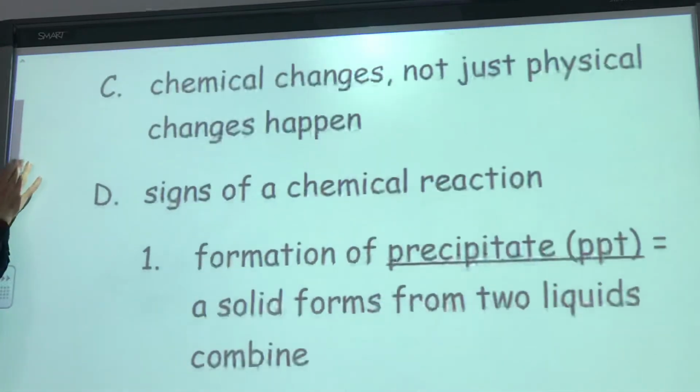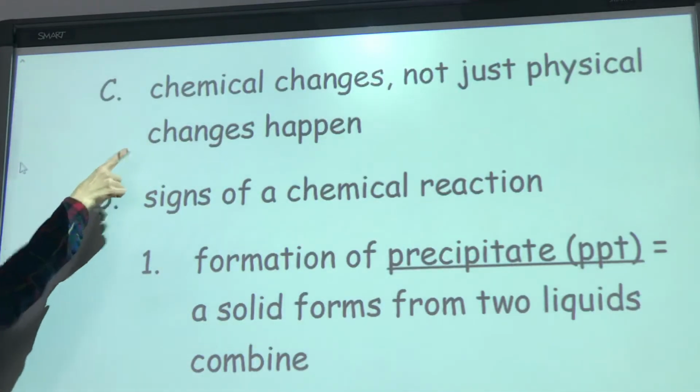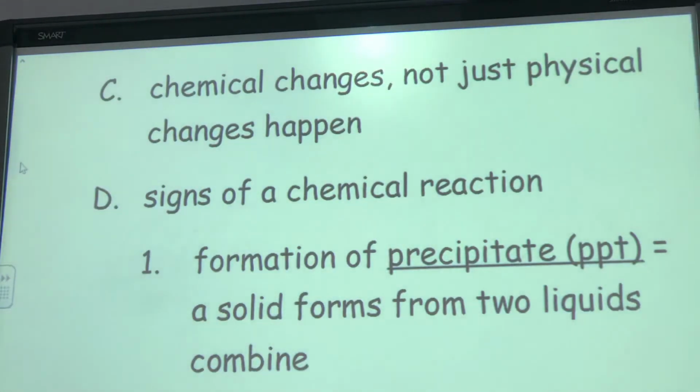And this means when we have a chemical reaction, we have chemical changes happening, not just physical changes. Most often, a physical change will go along with a chemical change. There will be some sort of chemical change. But with chemical changes, we also have those bonds being made or broken. Physical changes do not make or break chemical bonds.